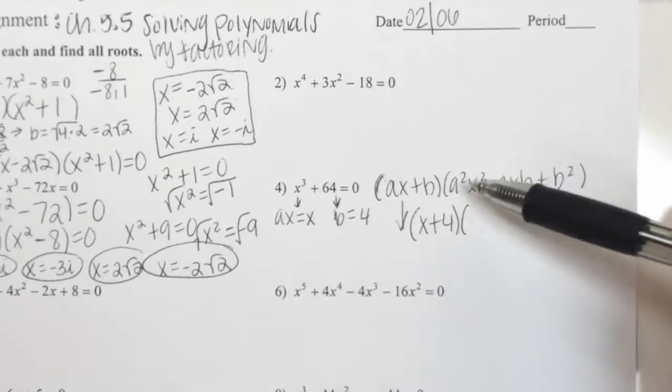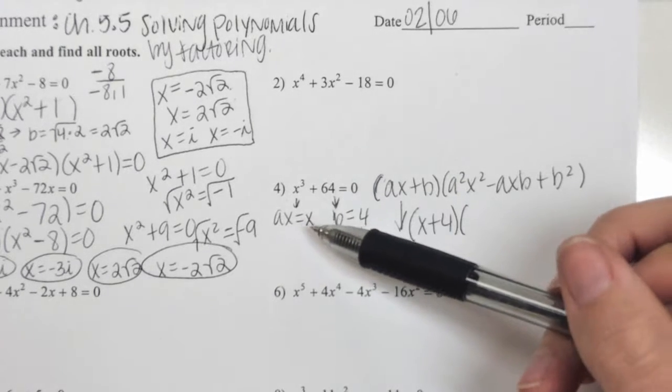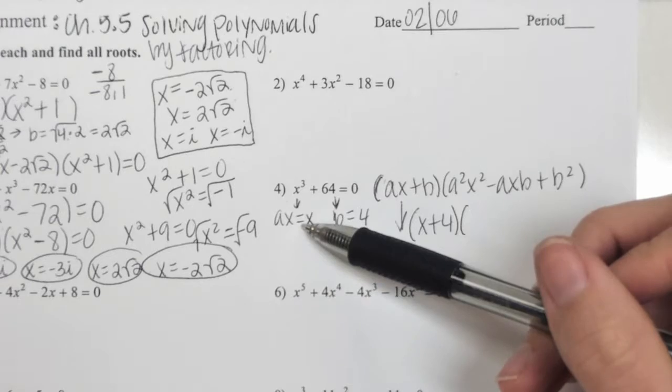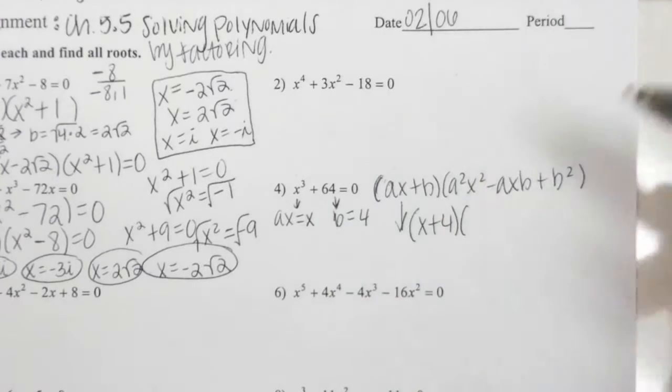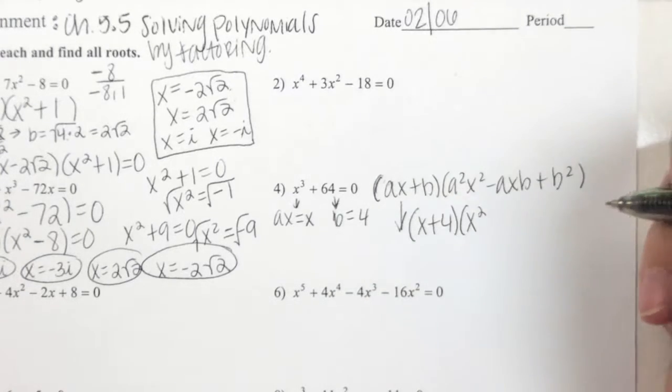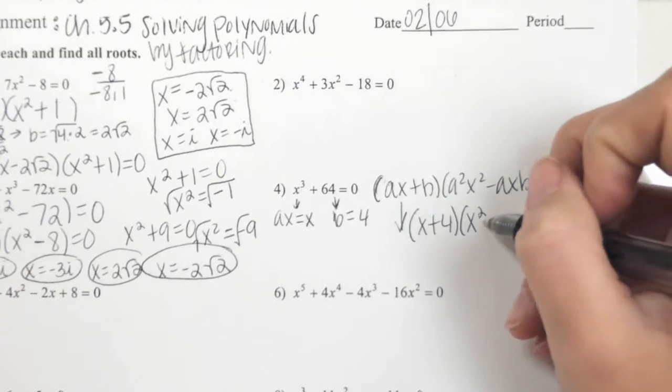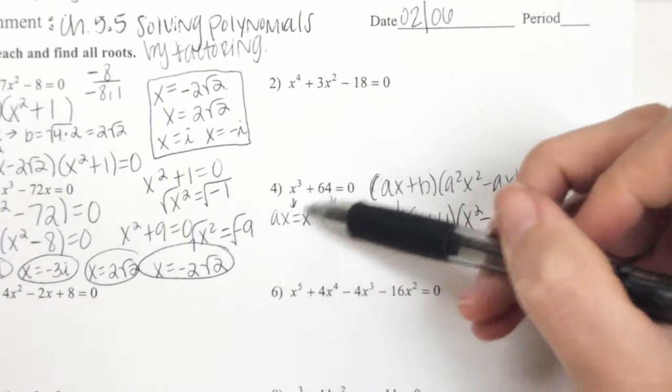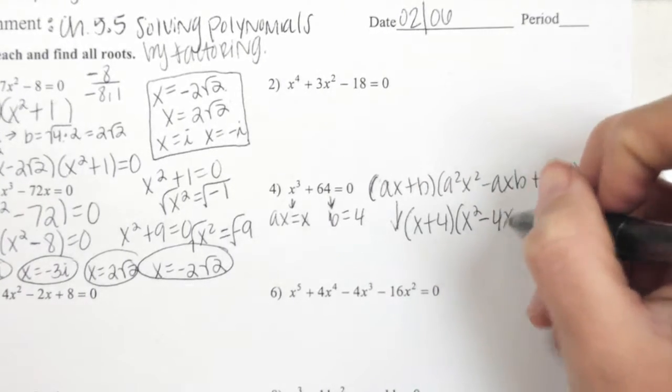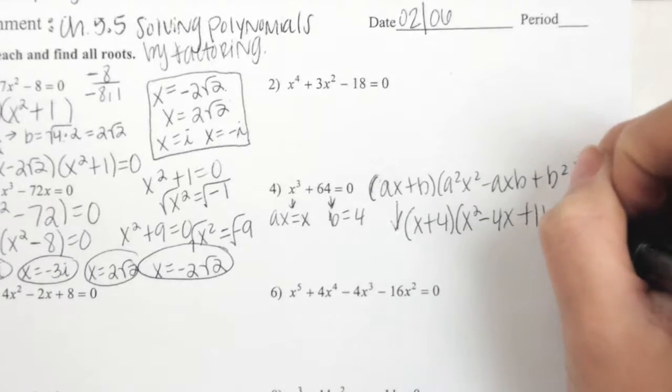The next one says a squared x squared. Guys, the a is just the number in front of your x in the first term, which in this case is 1. So a squared will be 1, so we really don't have to write it. So x squared minus a times x times b, so our ax times our b is going to be minus 4x. B squared is going to be 16.